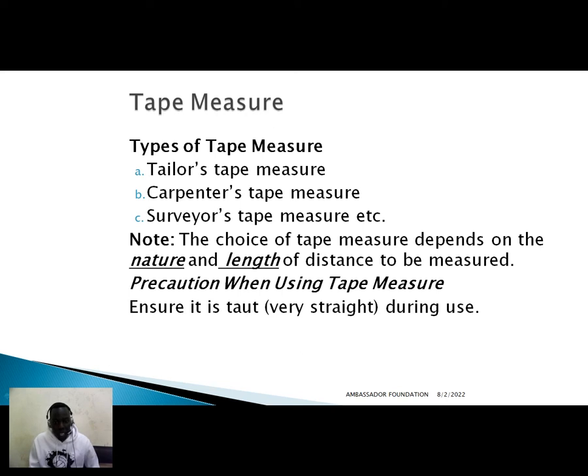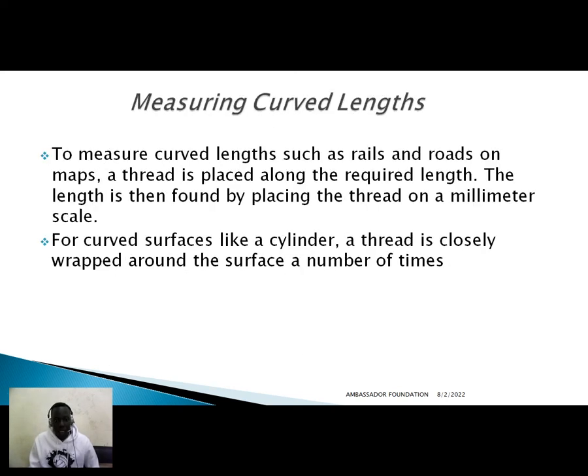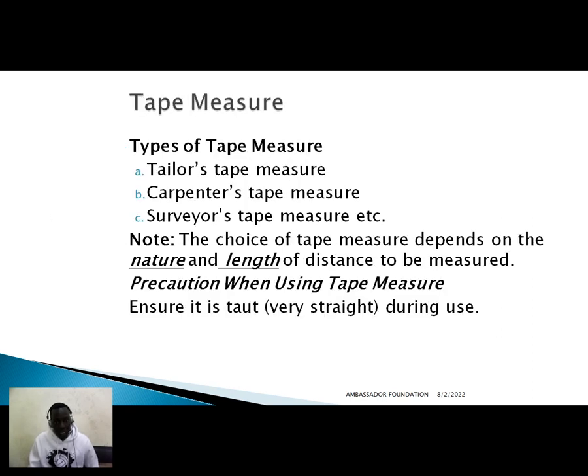Precaution is ensure it is very taut. Taut is a physics word that means very, very tight and very straight during use. So those ones are just the three things I wanted you to know concerning the tape measures.